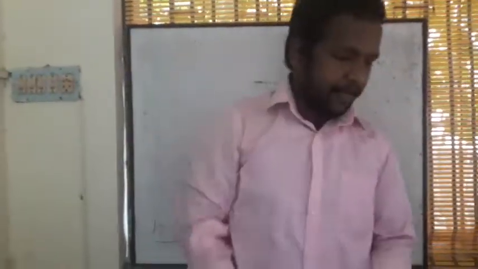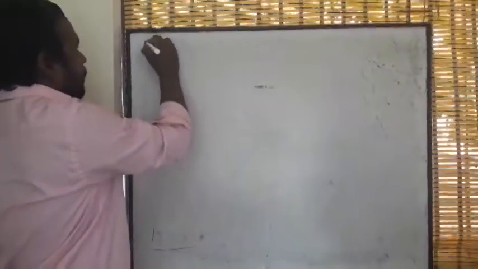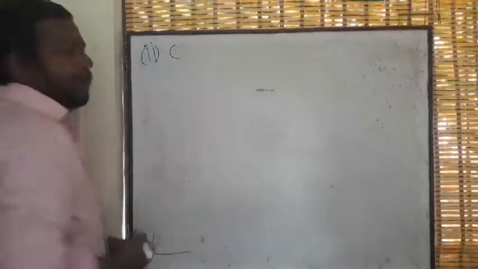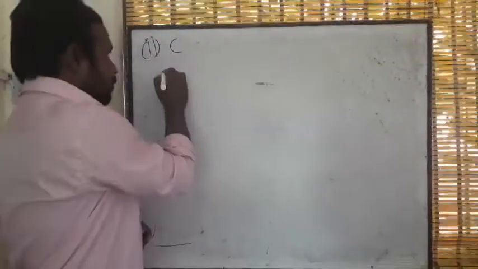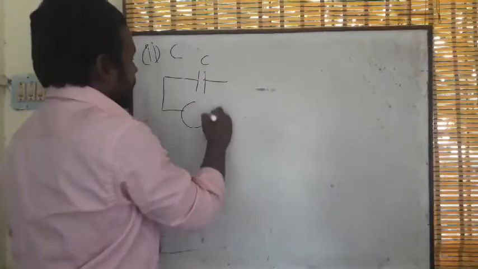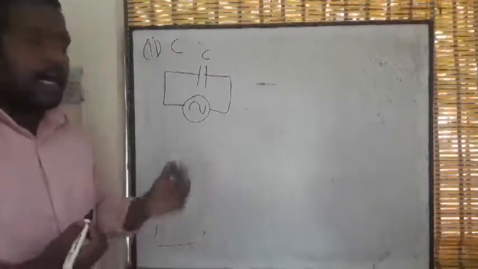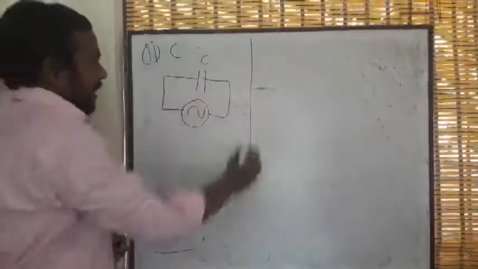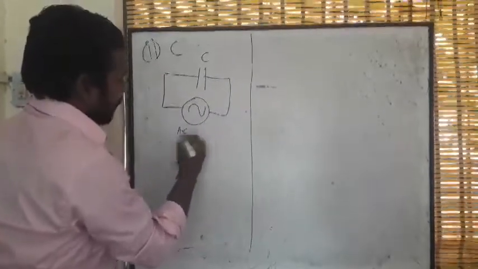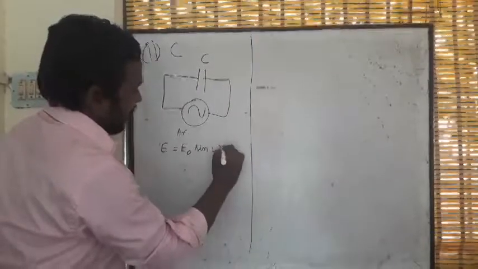Hello student, today we are going to see how the capacitance is going to behave with the AC. As we know, the capacitance symbol is in a circuit. I am going to draw the capacitance symbol and take it as C. I connected it with the AC source. The applied AC source will be E is equal to E naught sine omega t.